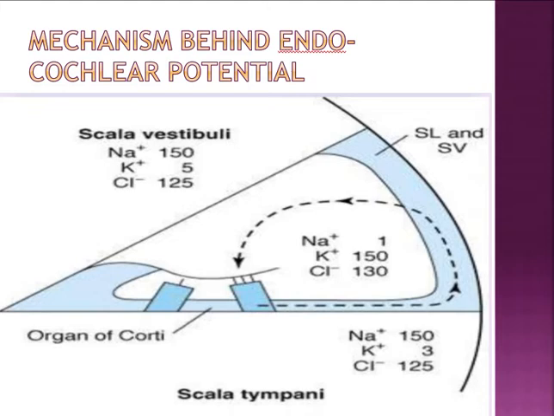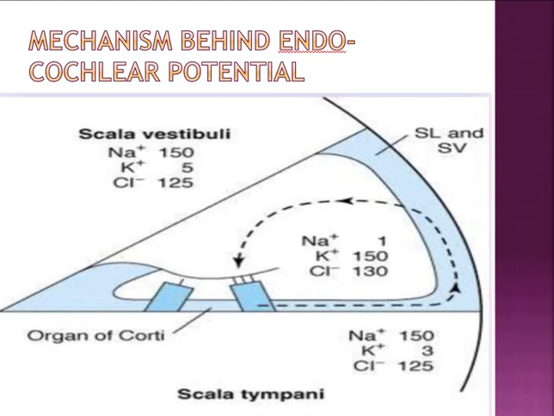Now you focus on this figure. The cause for the endocochlear potential is the difference in the potassium concentration of perilymph and endolymph, because your endolymph contains way more potassium ion concentration. The value of the endocochlear potential is around 140 millivolts to 150 millivolts.